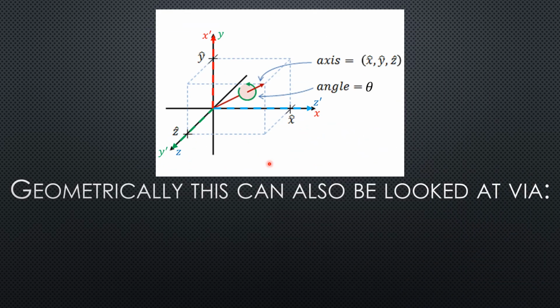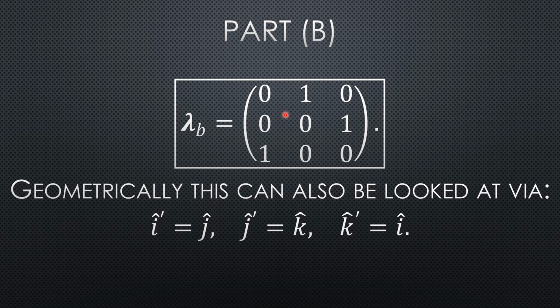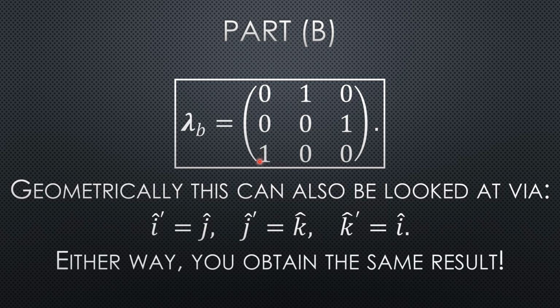So let's take a look at this like we did last time, where we just use a graphical intuition. We see that our i hat prime now plants itself on y, so that's j hat. J hat prime now plants itself on z, so k hat. And z hat prime, or k hat prime, z prime plants itself on x, so it now becomes x, or the i hat. So i prime, j hat prime goes to z, k hat prime goes to x, and we're good to go.